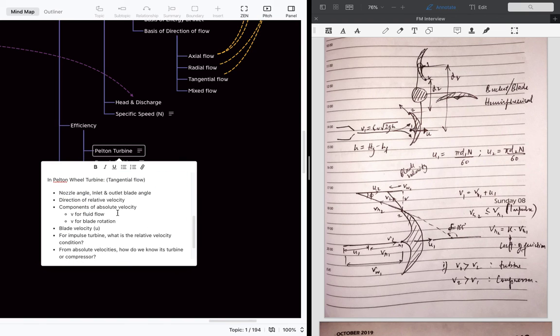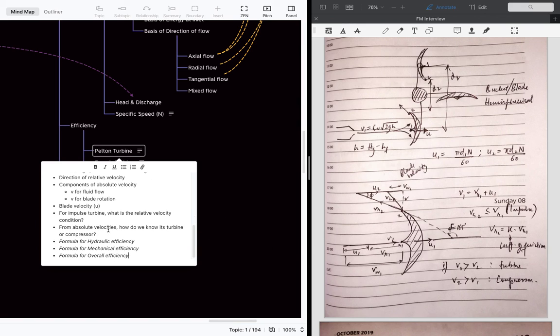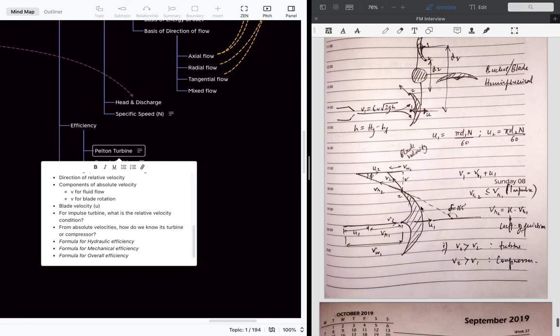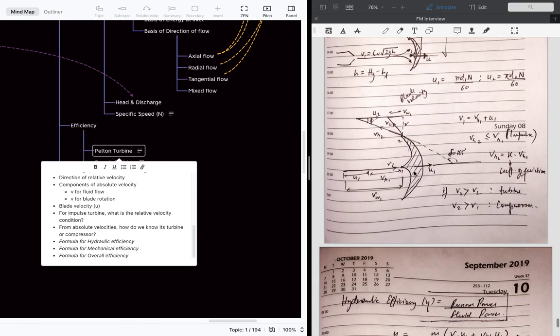So what points we have discussed: the nozzle angle, inlet and outlet angle, direction of relative velocity, components of the absolute velocity. We have discussed it earlier, and we will see it here also. Relative velocity, impulse turbine. What is the relative velocity condition? Absolute velocity. How do we know it's a turbine or compressor? We had discussed earlier. The formulas of hydraulic efficiency, mechanical efficiency, and overall efficiency. We'll see that. So this is the velocity diagram.